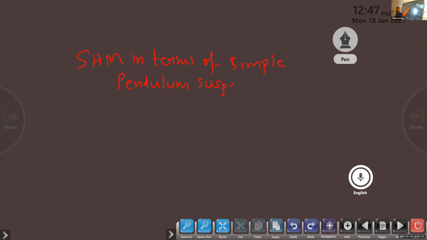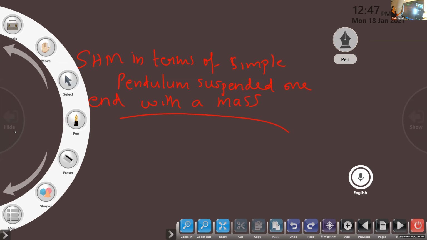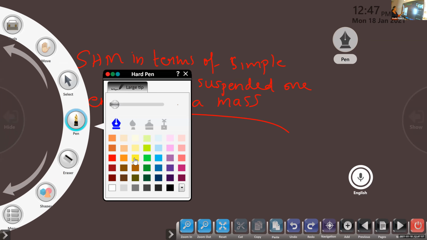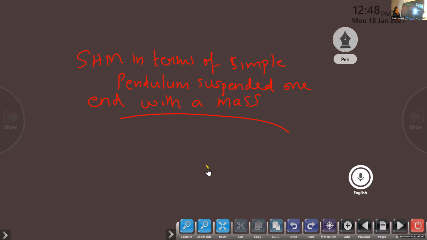Simple harmonic motion in terms of a simple pendulum suspended at one end with a mass. So you can draw the picture. One simple pendulum suspended, and the bob acts like a mass. You know the bob of the simple pendulum has a mass.